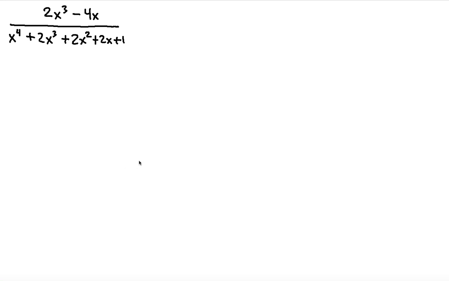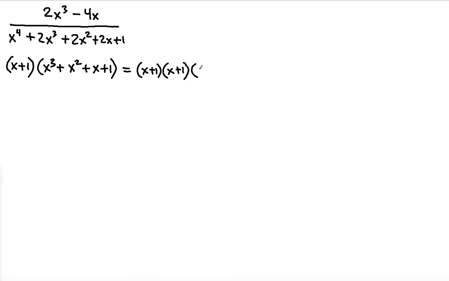To find the partial fraction decomposition of the given fraction, you need to break up the denominator into factors, right? You need to factor the denominator. Notice that you can first start by x plus 1, and then you're going to have x to the third plus x squared plus x plus 1. And this factors further as x plus 1 times x plus 1 times x squared plus 1.